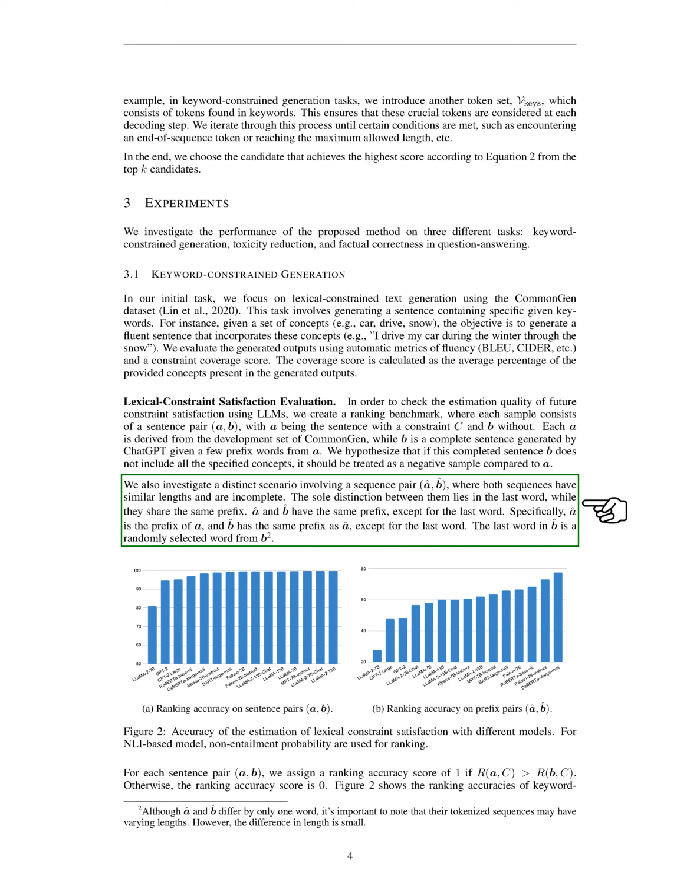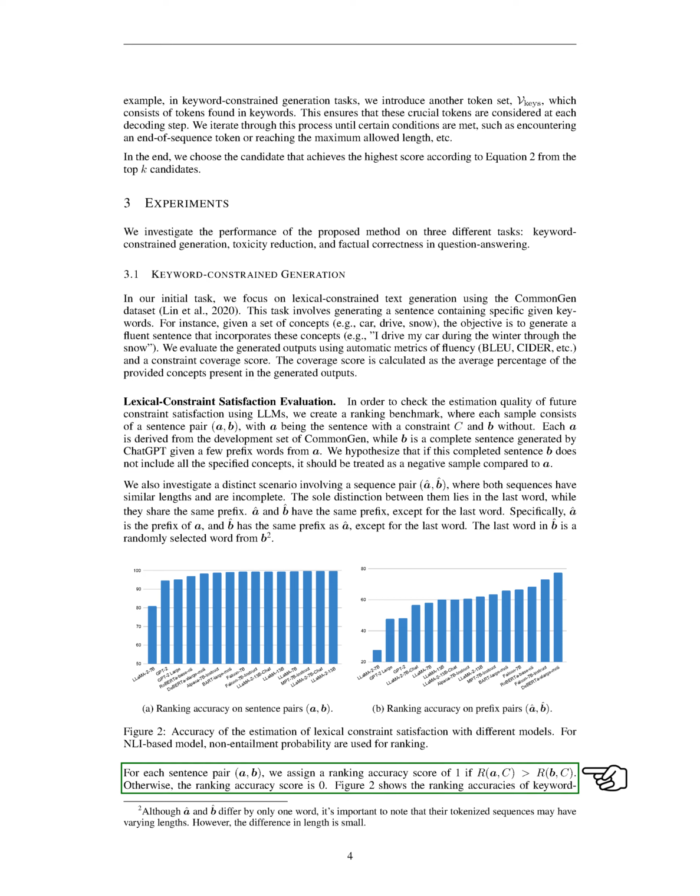We also looked at a different situation involving a pair of sequences, which we'll call hat A and hat B. These sequences are similar in length and are incomplete. The only difference between them is the last word, while they share the same prefix. Specifically, hat A is the prefix of sentence A, and hat B has the same prefix as hat A, except for the last word. The last word in hat B is a randomly chosen word from sentence B. Even though hat A and hat B only differ by one word, it's important to note that their tokenized sequences may have different lengths. However, the difference in length is small.